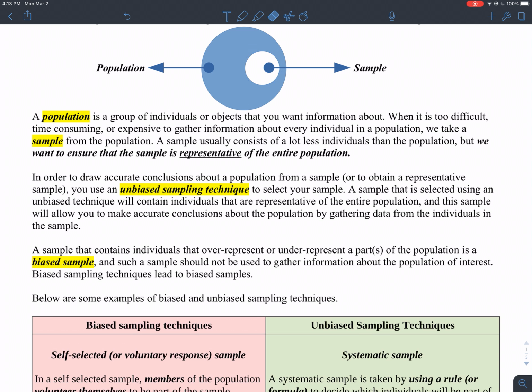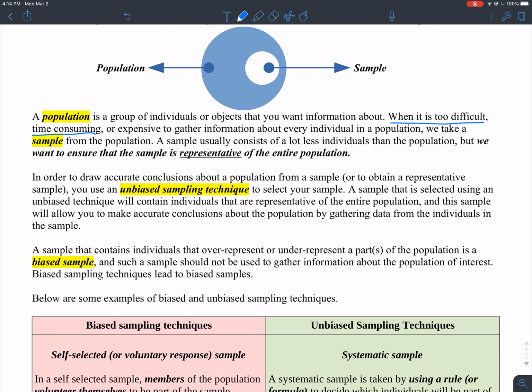Okay, so population is the larger group, but usually when it's too difficult, time-consuming, expensive, etc., for me to gather information from or about every individual in the population, we take a sample. Okay, and I think the picture illustrates that pretty well.